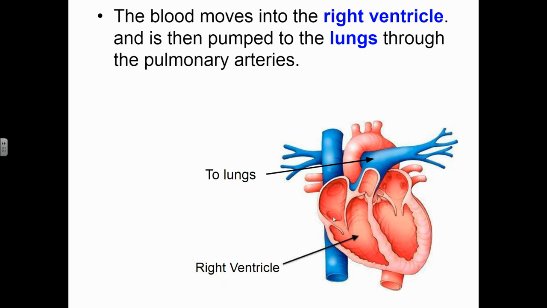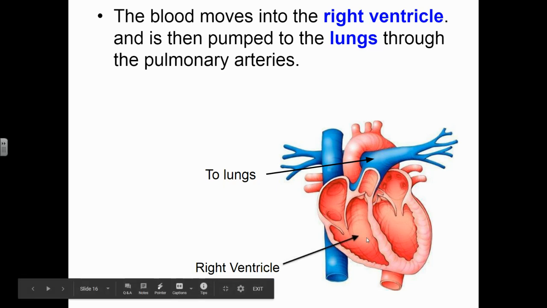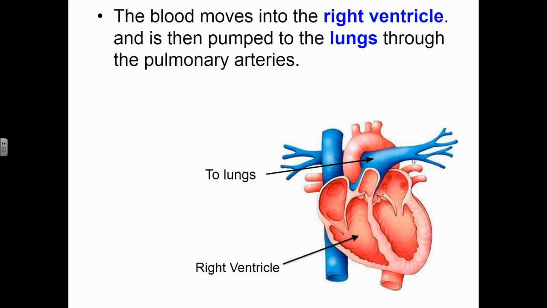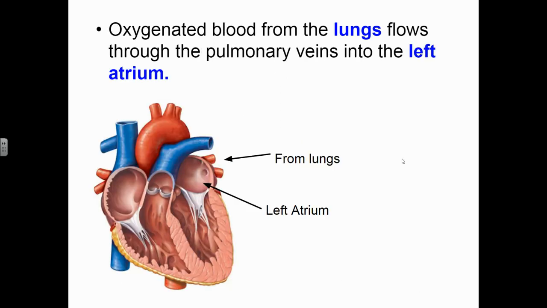Next, the blood is going to move down into the right ventricle, and from there it will get pumped up to the lungs through these arteries called pulmonary arteries. And while at the lungs, it's going to pick up oxygen and drop off carbon dioxide. Now that newly oxygenated blood that just came from the lungs is going to flow through the pulmonary veins here back into the left atrium. So it's going to come back to the heart from the lungs.